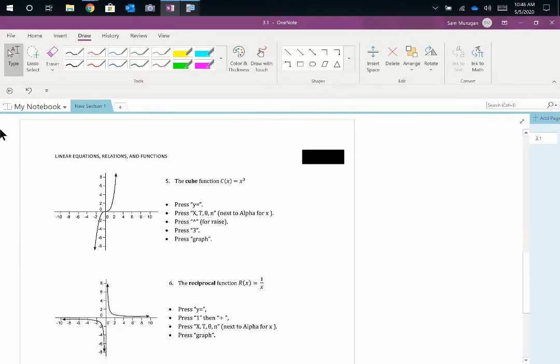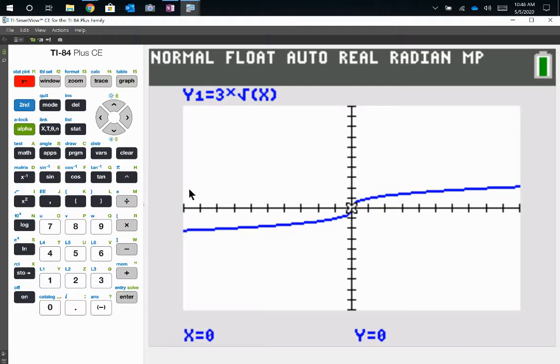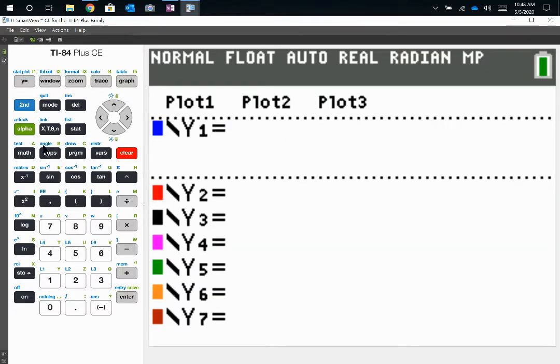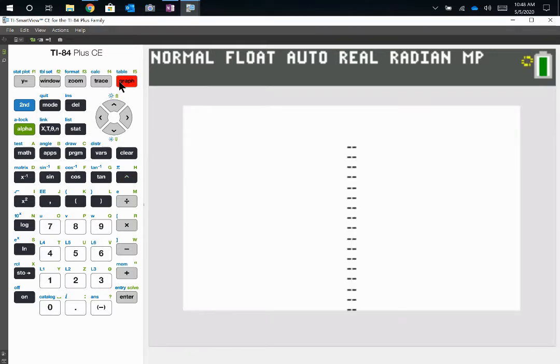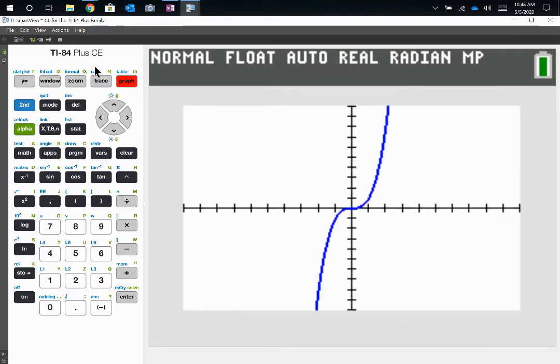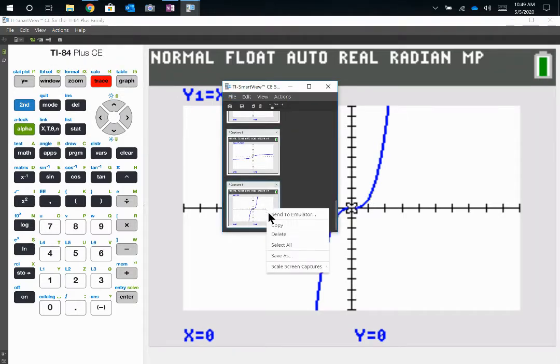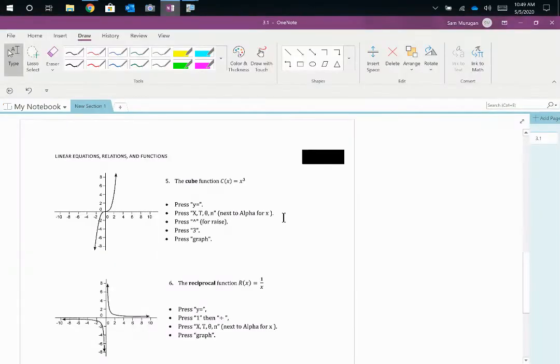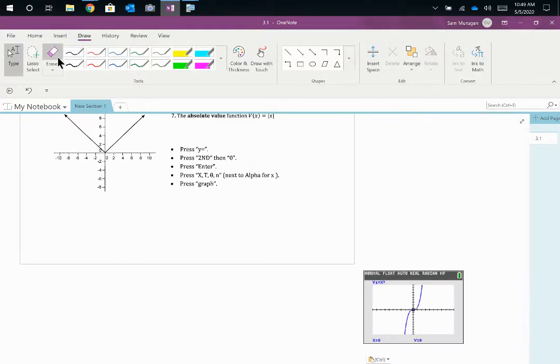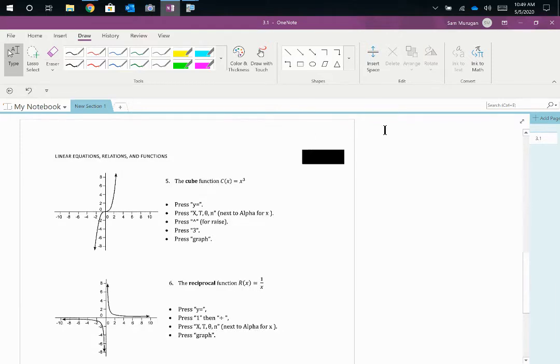Okay. Then the cube function is x to the power 3. We would go back, clear it, press x, caret 3, and graph it. And this is sort of an upright backwards turned S. It's kind of easy to mix up the cube and the cube root function, so be careful when you're doing that, okay?